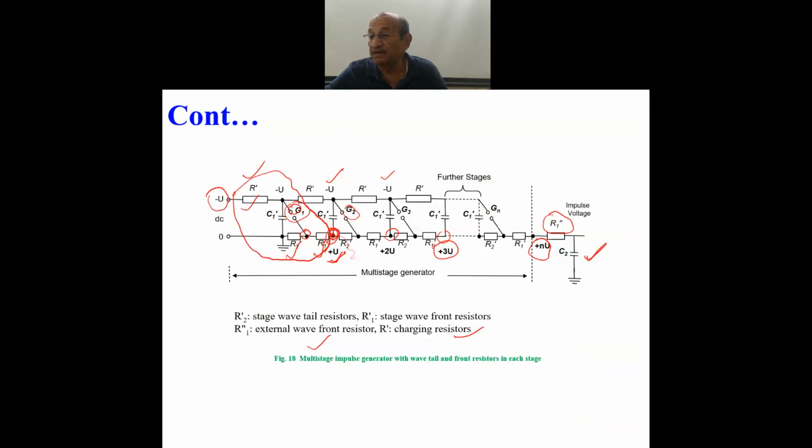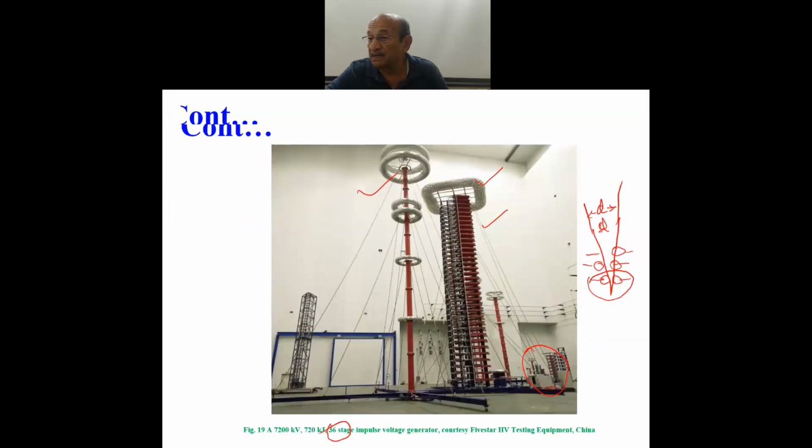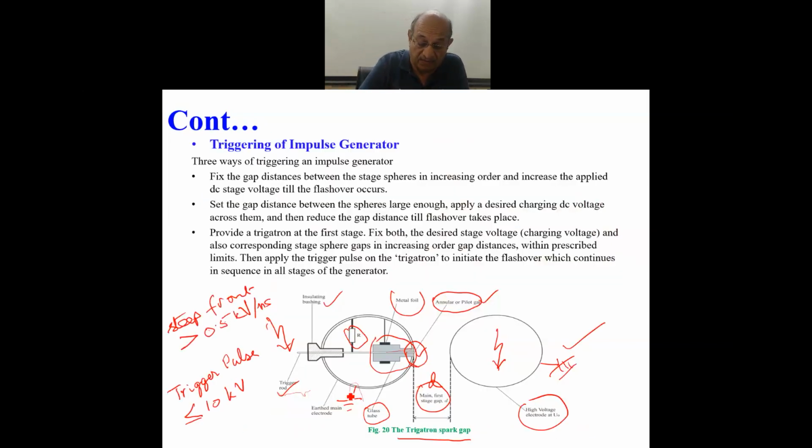Yes, the upper one of the sphere gap of the first stage is the high voltage electrode, and the lower one is at ground potential, which is the Trigatron. The Trigatron is given a pulse over the rod to produce surface breakdown at the annular gap. When surface breakdown takes place on the opposite electrode surface, the breakdown between the two spheres takes place. So that triggers the breakdown phenomenon, and when it is there in the first stage, it is followed in the subsequent stages on its own. So that is the scenario.